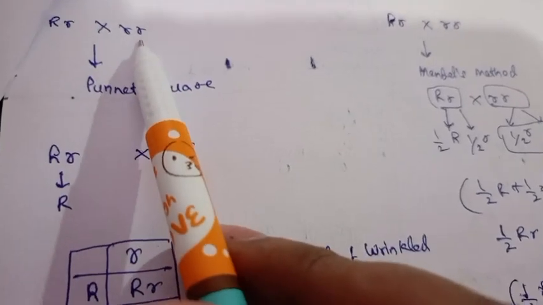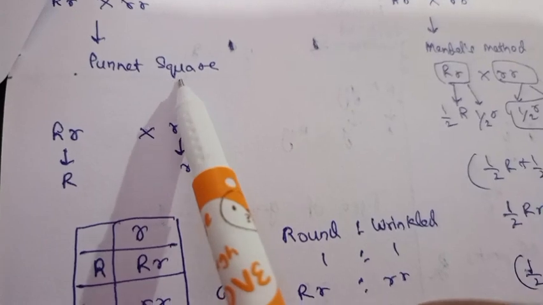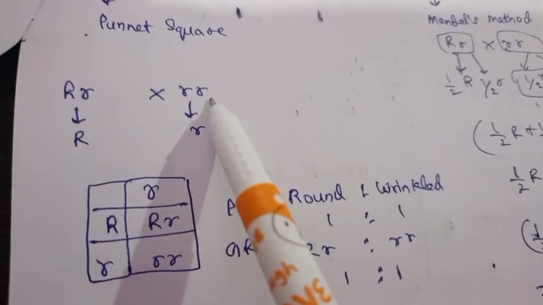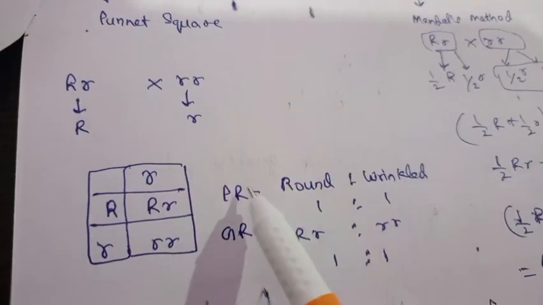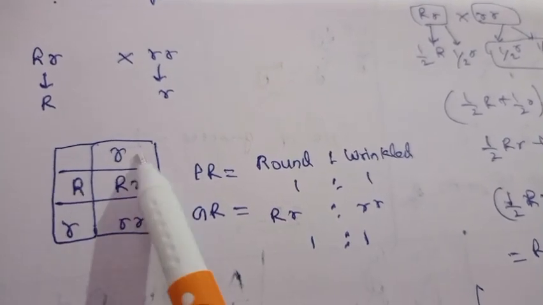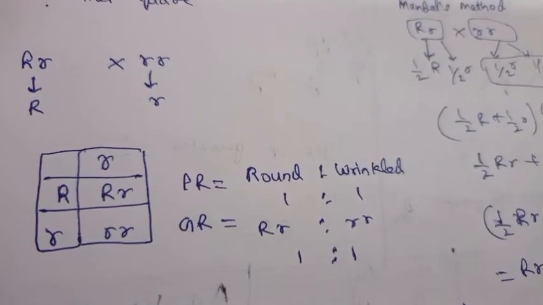Heterozygous round and homozygous wrinkled when crossed in a Punnett square. Let's see. Heterozygous round will give capital R and small r, and homozygous wrinkled will give small r. In the Punnett square, capital R into small r gives capital R small r, and small r into small r gives small r small r.